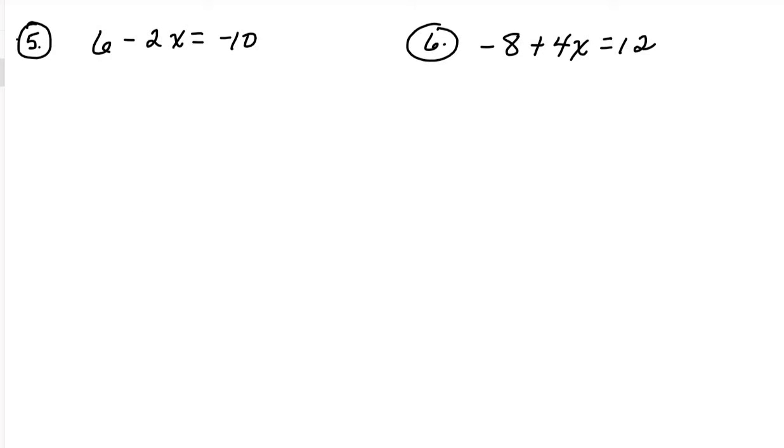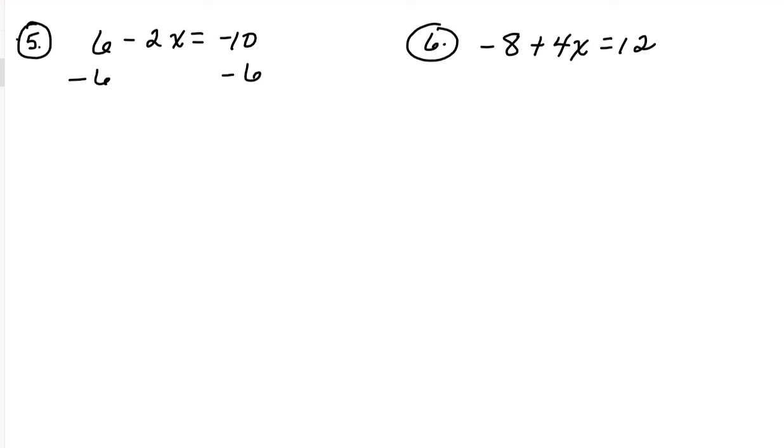Okay, problem 5. I have a 6 and I have a minus 2x that I need to get rid of. And I'm going to get rid of the 6 first. Now, a common mistake here is that students will look at this subtraction sign right here and say, oh, the opposite of subtraction is addition. And they will want to add 6 to both sides of the equation, but you're not supposed to do that. Right? The opposite of subtracting 2x is adding 2x. I don't want to get rid of the 2x, I want to get rid of the 6. So in order to do that, I subtract 6 from both sides.